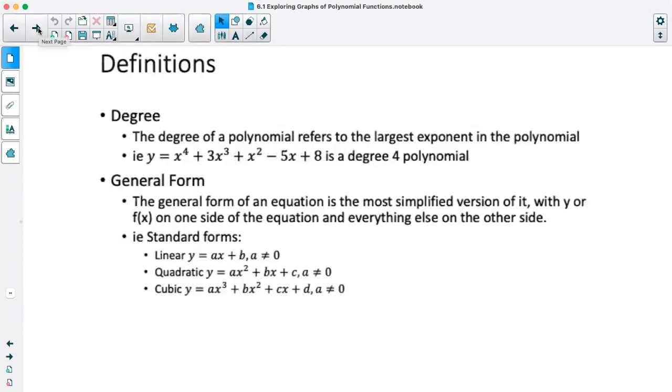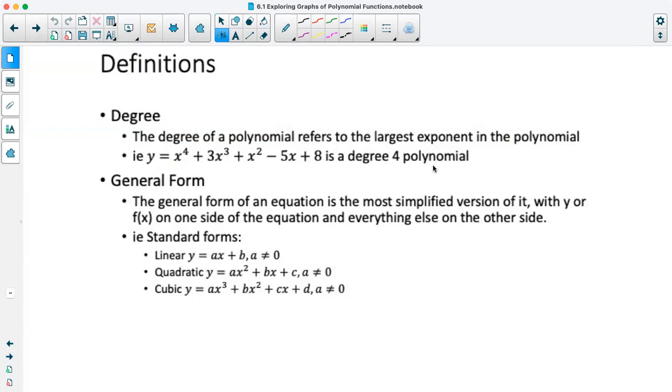So degree refers to the largest exponent in a polynomial. So for example, if we have degree 3, our largest exponent would be a 3. Or for example, this one here, y equals x to the 4 plus 3x cubed plus x squared minus 5x plus 8. Our largest exponent's a 4, so it's a degree 4 polynomial.